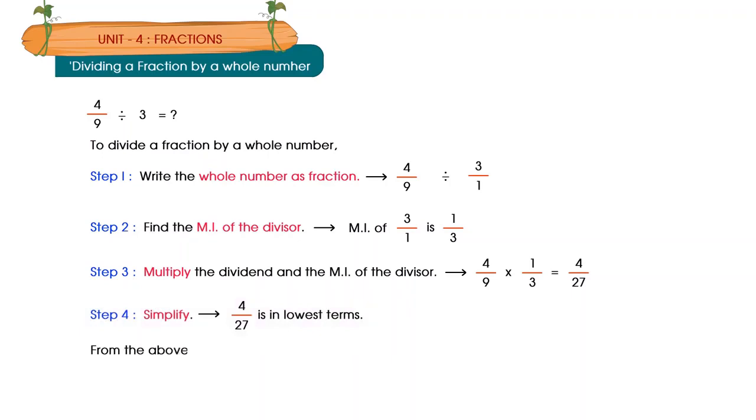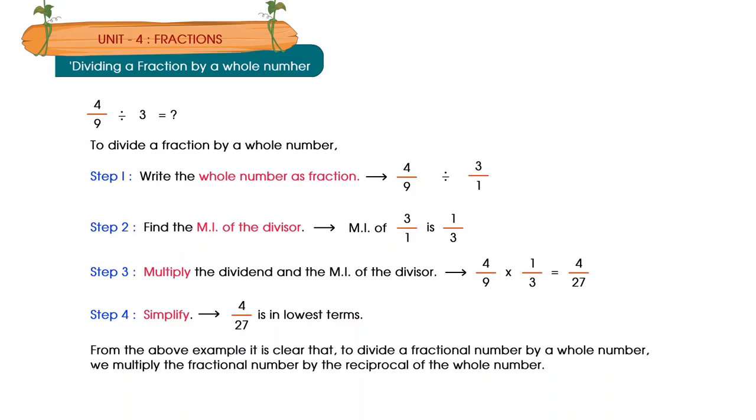From the above example, it is clear that to divide a fractional number by a whole number, we multiply the fractional number by the reciprocal of the whole number.